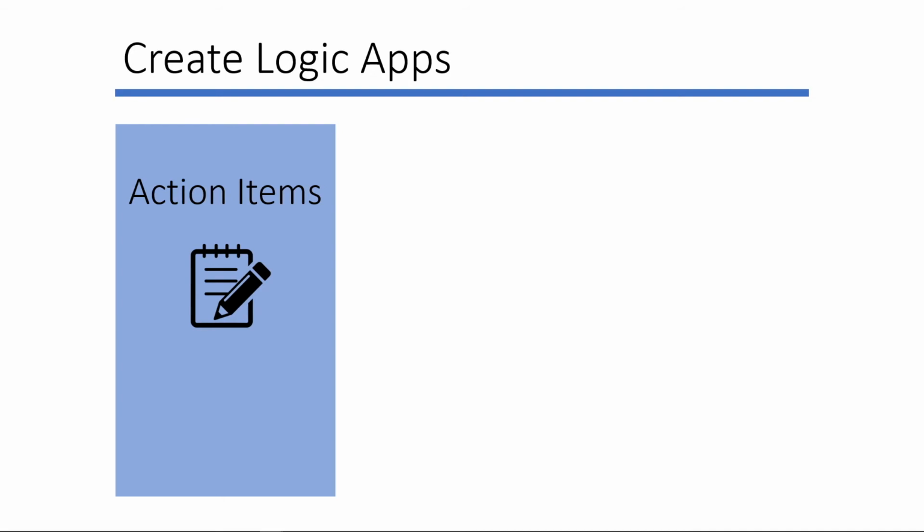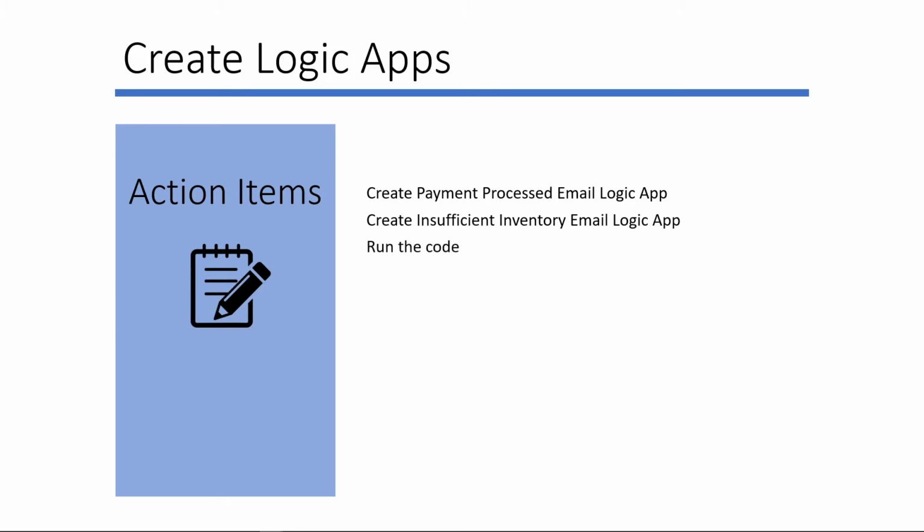So in this section, we'll create the logic apps we need in order to send the emails to the user. We'll create the payment processed email logic app. We'll create the insufficient inventory email logic app. We will run the code, and we'll confirm that the emails are coming through properly.